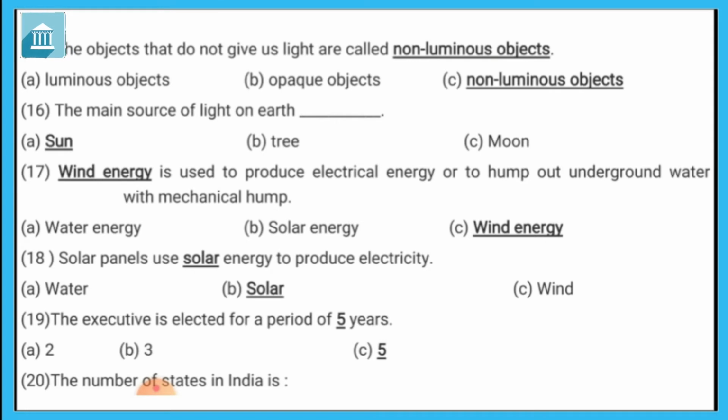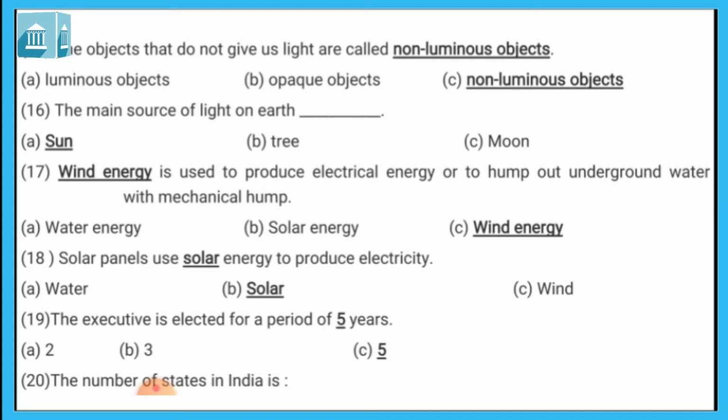17. Dash energy is used to produce electrical energy or to pump out underground water with a mechanical pump, not hum, it's pump. So A, water energy, B, solar energy and C, wind energy. So the answer is wind energy is used to produce electrical energy or to pump out underground water with the mechanical pump.